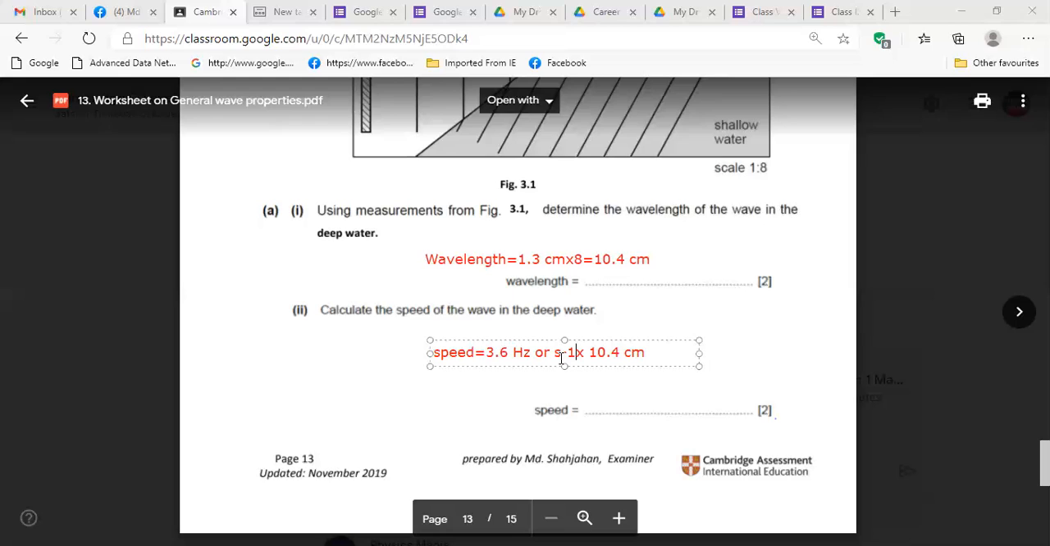Okay, so your value of speed, what is coming? 3.6 multiplied by 10.4.